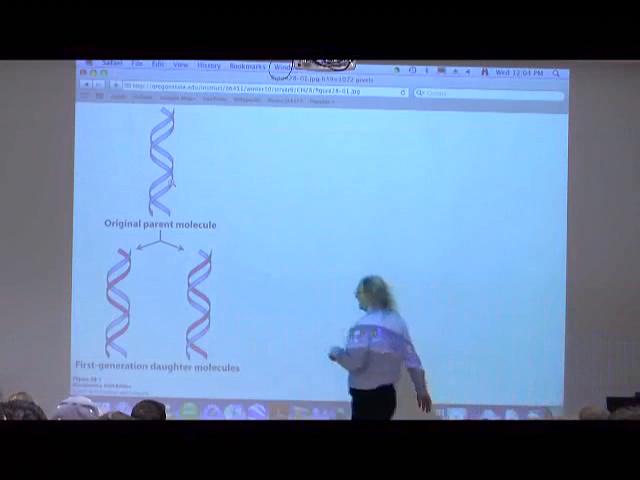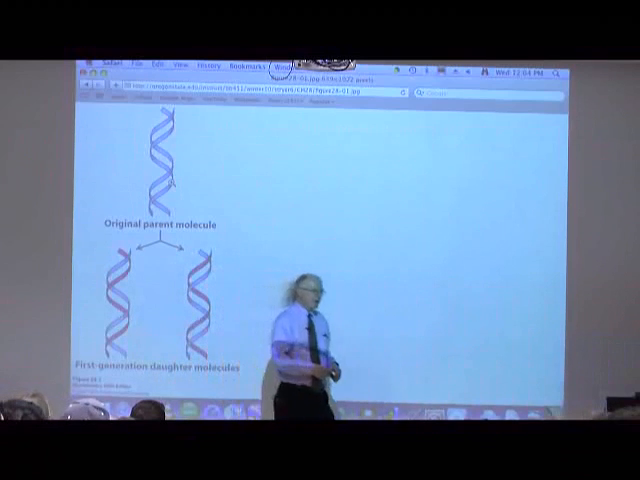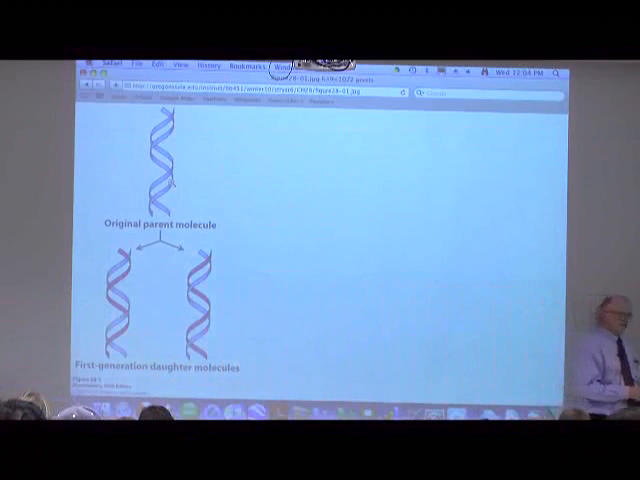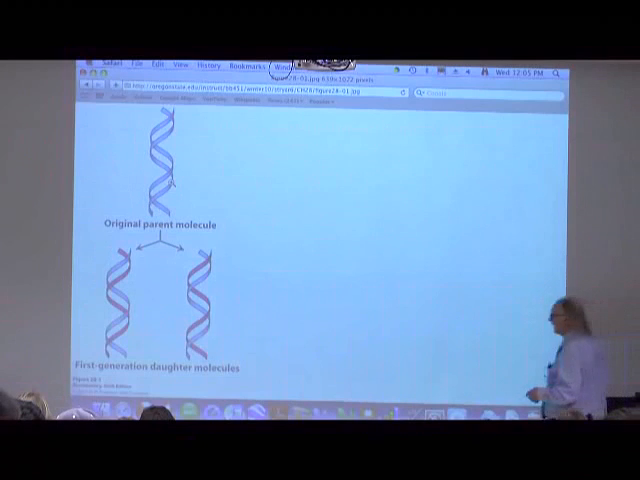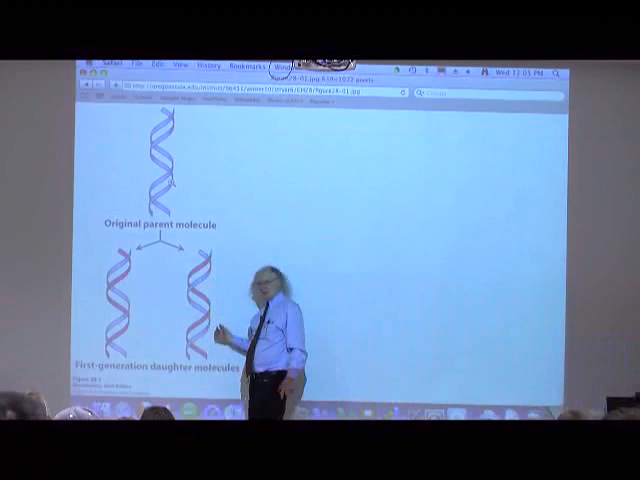The result are what are called two daughter strands that have been replicated in what's described as a semi-conservative fashion. So semi-conservative DNA replication refers to the fact that replication produces what I just said: two DNA molecules, each of which has one parental strand and one new strand.